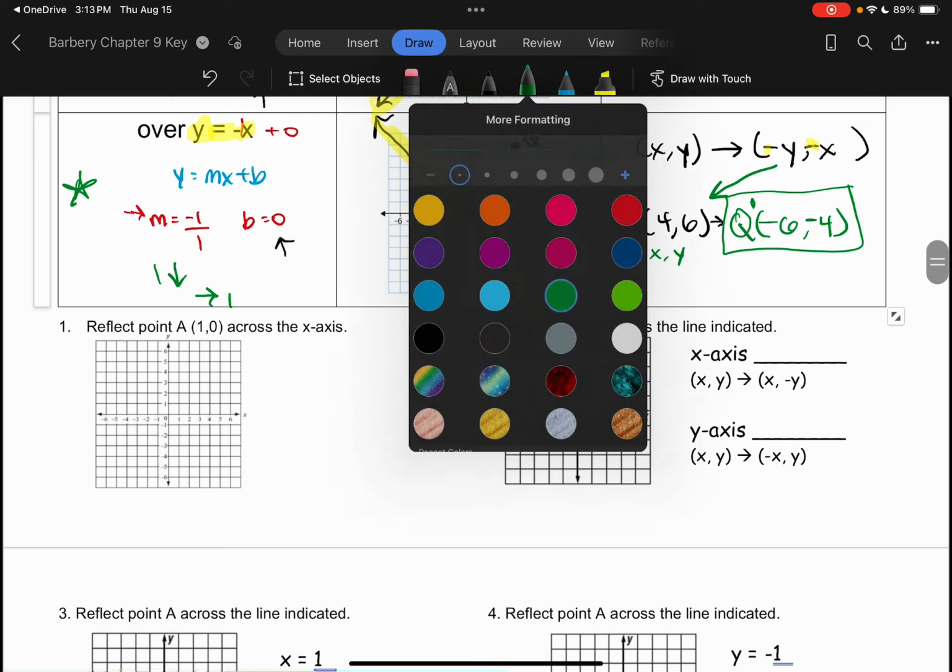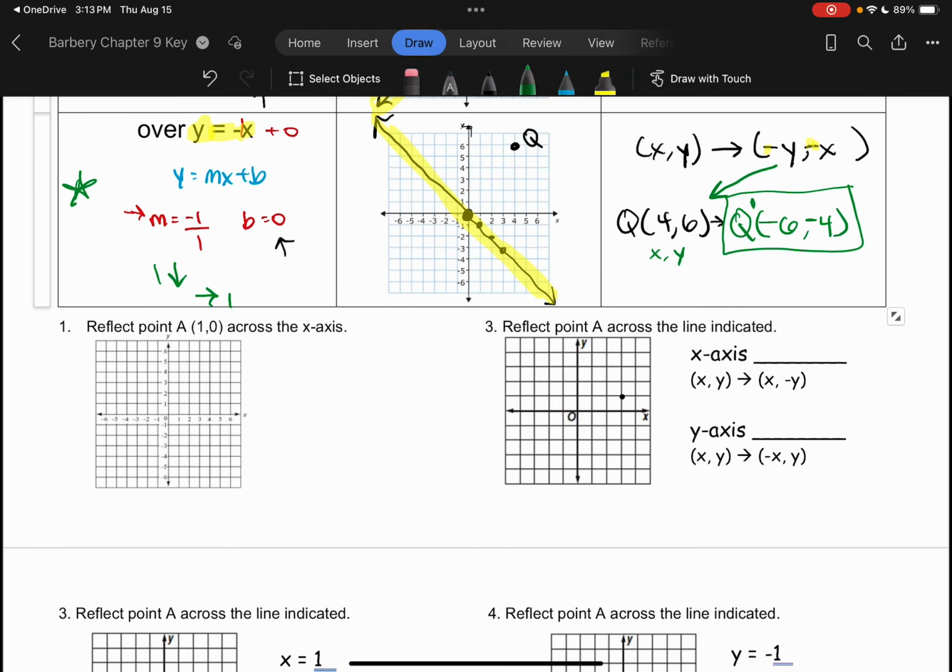So here it says, reflect point A, 1, 0. So 1, 0 is right here. Reflect that over the x-axis or across the x-axis. When they say across, that is your line of reflection. So my x-axis is right here in yellow. So remember earlier we said when we're reflecting, it has to be equal distance. Well, that point is on the line of reflection. So if that part's confusing you, consider the following.